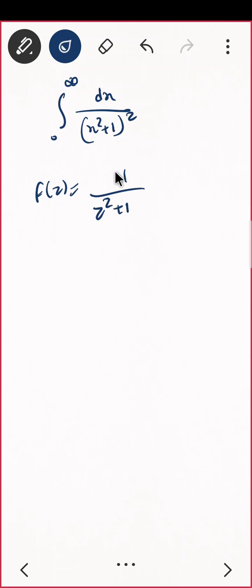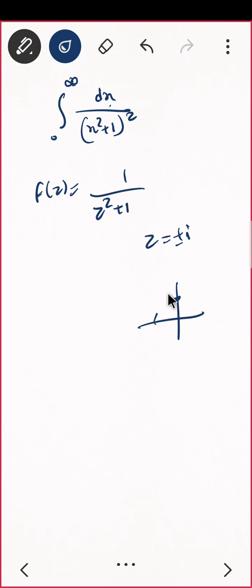dx upon x square plus 1, the whole square. Suppose this is your question. What are the roots? f of z is 1 upon z square plus 1, the whole square. Now this is not as simple. You cannot do the improper integral directly. In the first question we could have done that, but here it is not possible. z equal to plus minus i.